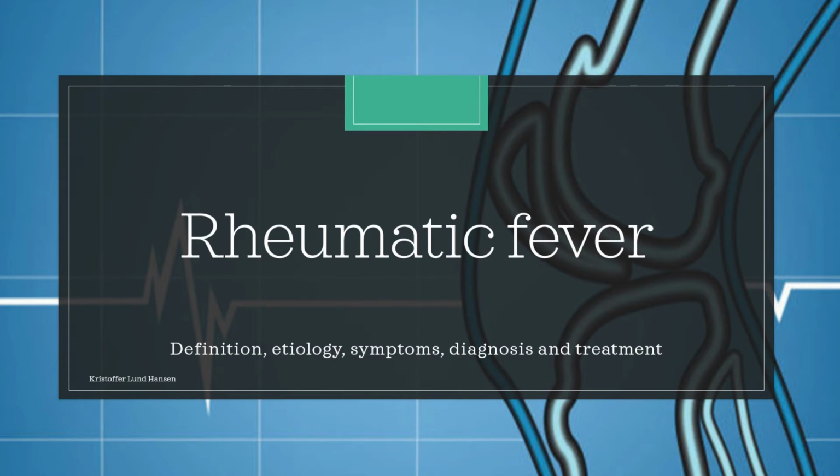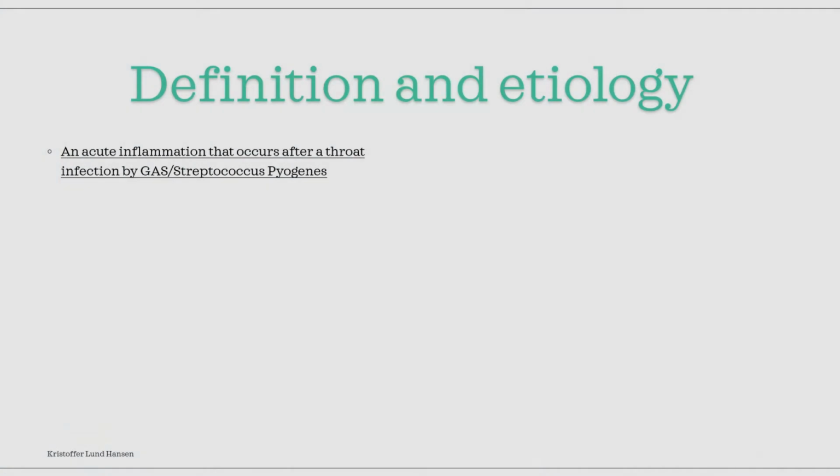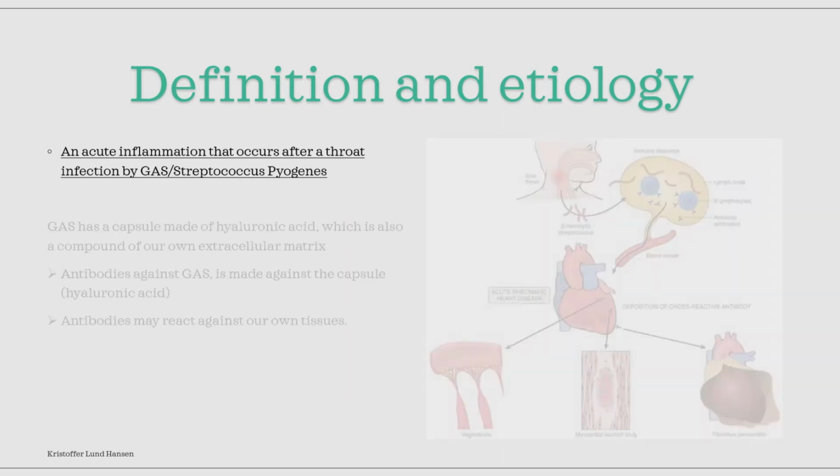In this video we're going to talk about the definition, etiology, symptoms, diagnosis and the treatment of the disease. Rheumatic fever is a disease that occurs after a throat infection due to the bacteria Streptococcus pyogenes, which is also known as group A streptococci or GAS for short.